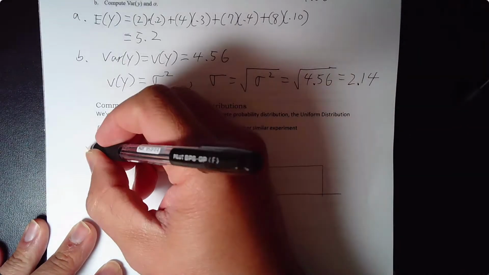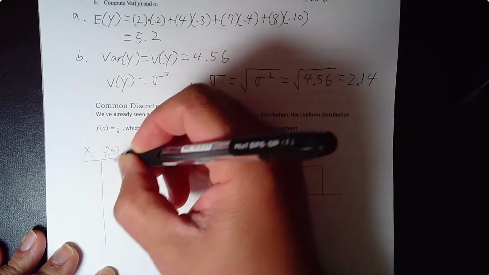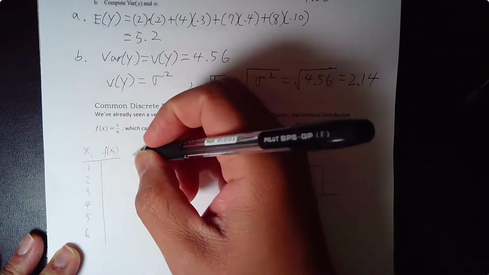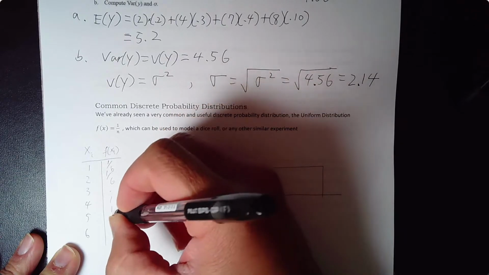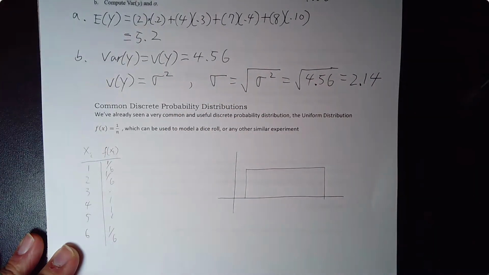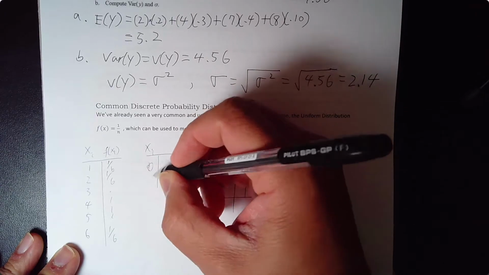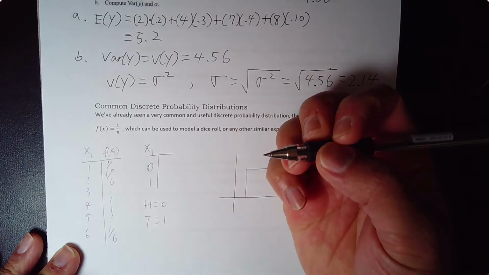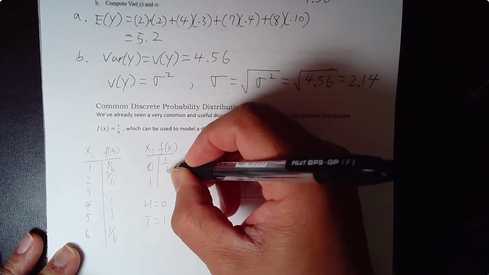For example, I have a dice roll. A dice roll has a uniform distribution, because I have outcomes 1, 2, 3, 4, 5, 6, and each outcome has a probability of 1/6, all the way through. A coin flip has a uniform distribution, because I have an outcome of either 0 or 1. If I let head equal 0 and tail equal 1, I have two outcomes, 0 and 1, and the probability of each outcome is again 1/2 and 1/2.